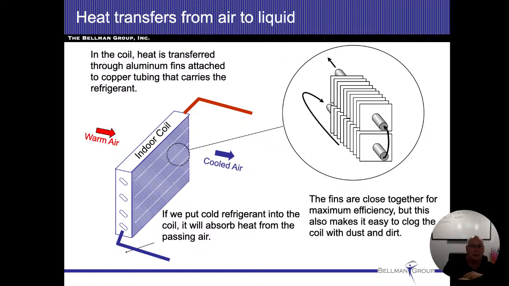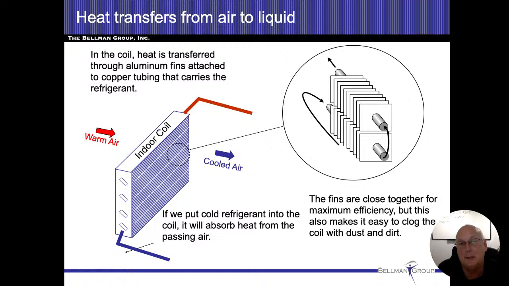And the more times that coil passes over the more air, the more heat it can either absorb or discharge. So at this point in time, we're talking about warm air going over the coil. It ends up absorbing the heat into the coil, and then cool air is what we're going to feel coming through the house. The problem with these coils, I should say these fins, is they're so close together that there's always going to be condensation forming on them.